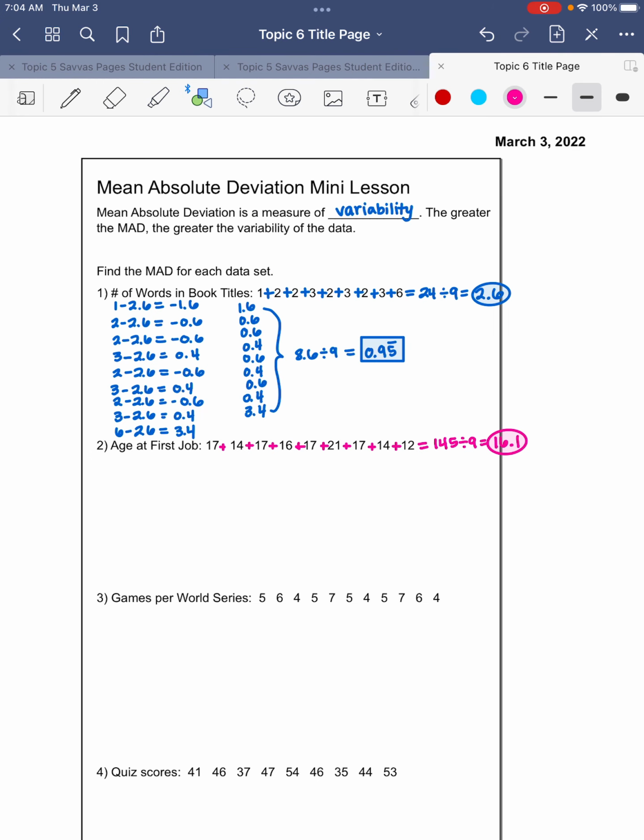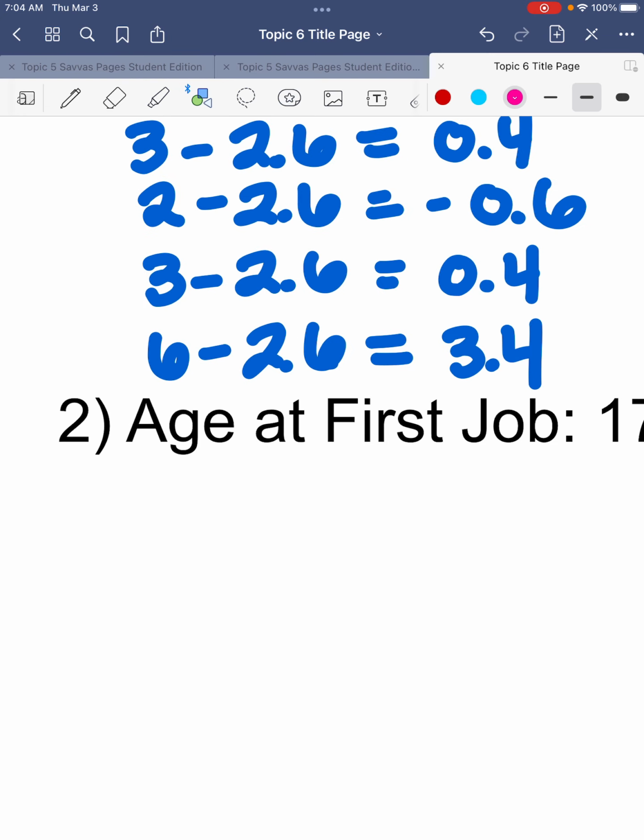Now we need to find how far away each term is from that mean. So we're going to subtract the mean from everything. Let's start with 17. So 17 minus 16.1.